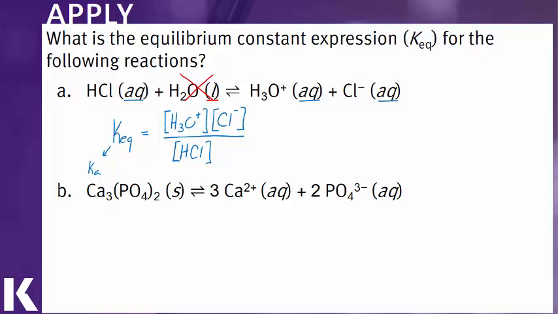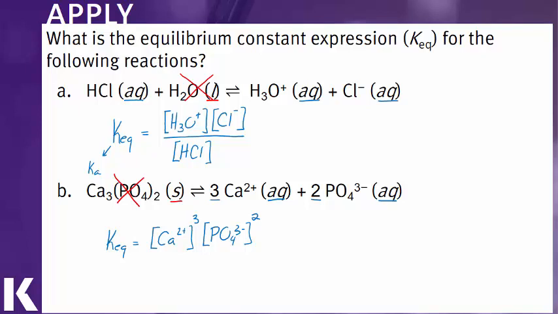So here we have this calcium phosphate. Notice it is a solid, so we ignore it when we write our equilibrium expression. We have calcium, which is aqueous, and phosphate, which is aqueous, so we will include both of our products. So let's write out our KEQ expression. We have calcium as a product. Notice we have 3 of them, so we'd have 3 as our exponent. We have phosphate. And we also have 2 phosphates, so 2 would be our exponent.